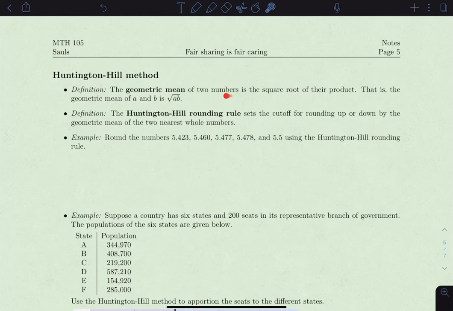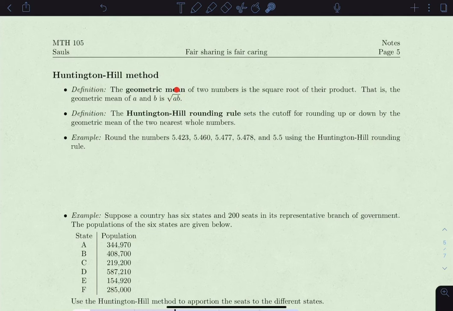You have it for just two numbers. It extends to more numbers, but we don't need that. So we only need the geometric mean of two numbers. Then the rounding rule for Huntington-Hill sets the cutoff point at this geometric mean between two numbers.